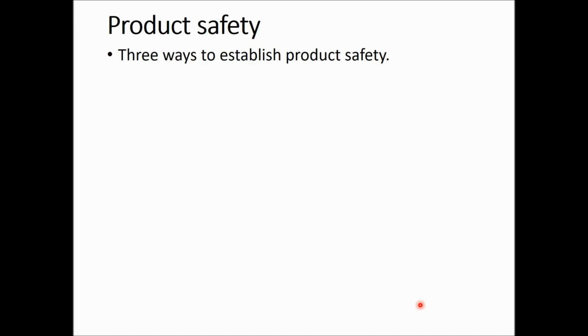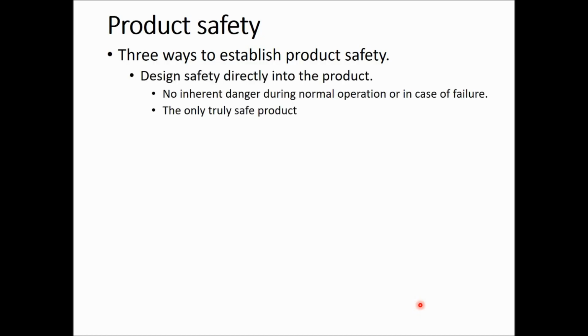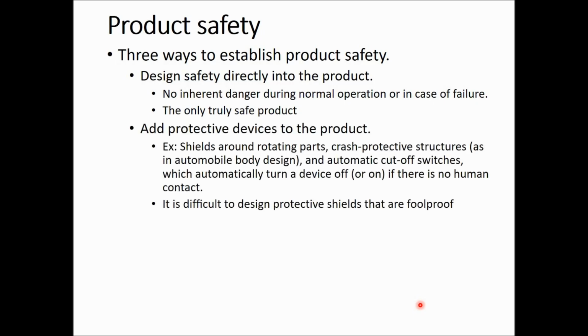Now there are three ways to establish product safety. One is you can design it not to fail, that is, design safety directly into the product. So the product has inherent safety features, so that should be the best one. So we make sure that the product will not fail.